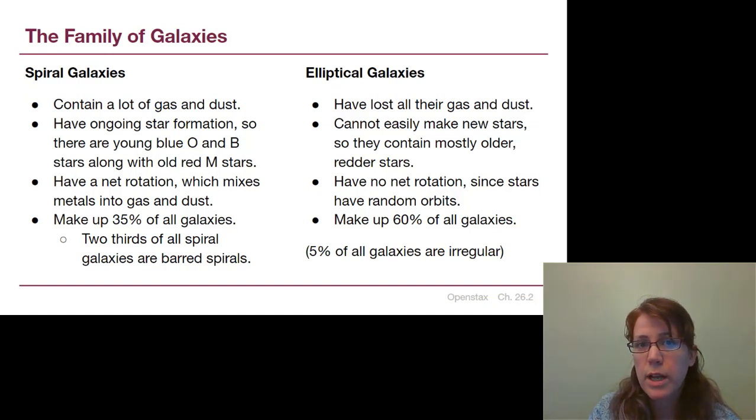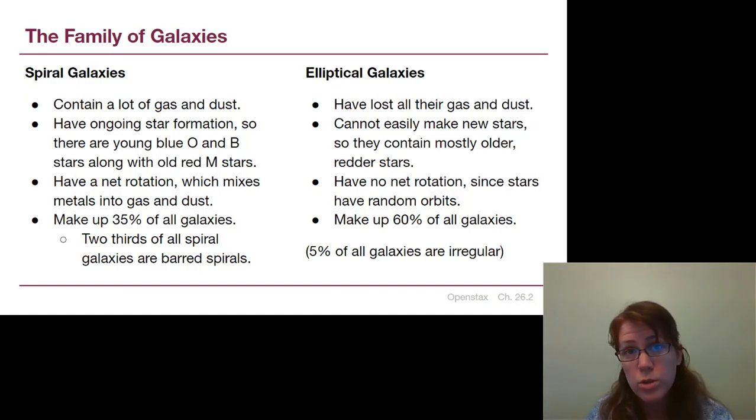Elliptical galaxies, on the other hand, are basically the opposite of all of that. They've lost their gas and dust. Because they don't have gas and dust, they can't easily make new stars, so they're mostly composed of older, redder stars. The reason we say redder is because the colder stars on the main sequence are the smaller, lower mass ones that live longer. The hot, bright, large mass blue stars don't live very long and they go away.